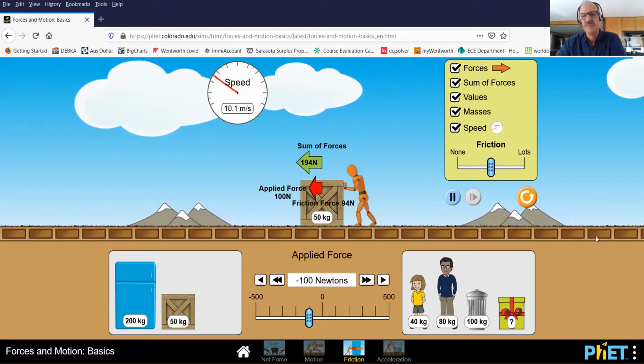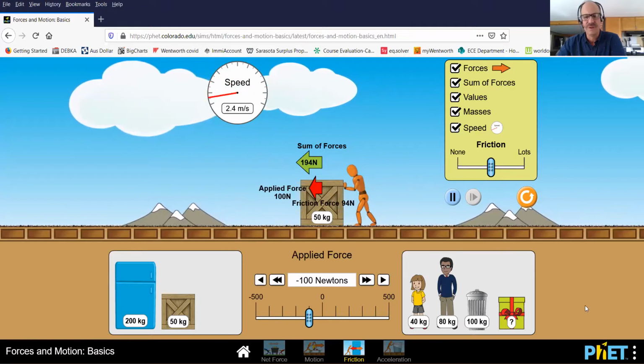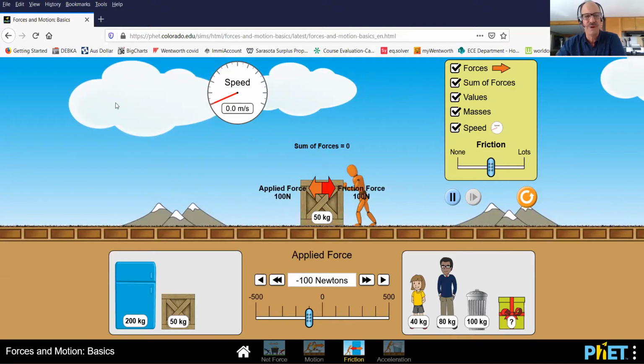Okay. Force equals mass times acceleration. This is your Lab 3. I will put this up right now. Okay.